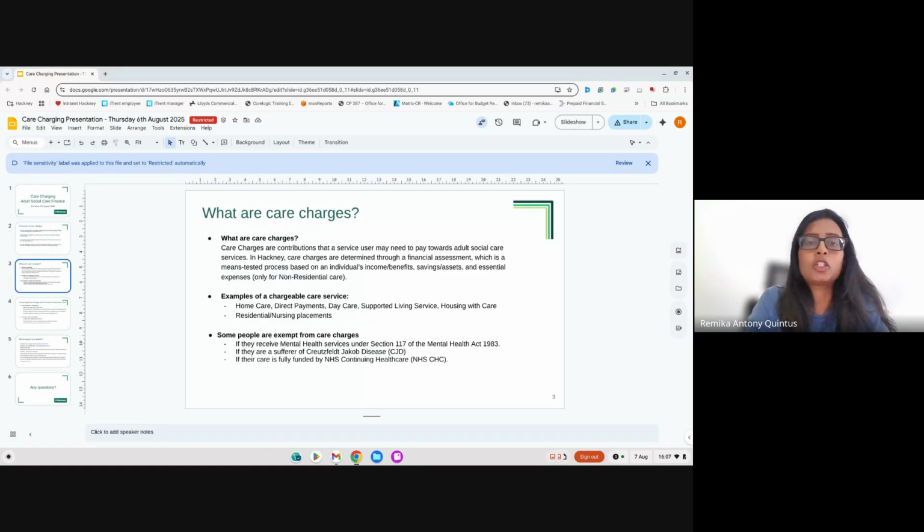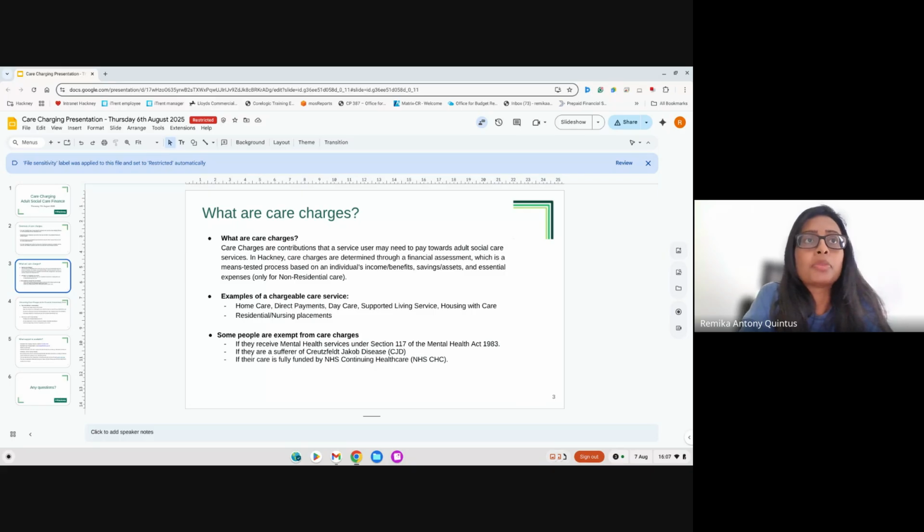So what are care charges? Care charges are contributions that service users may need to make if they are in receipt of a chargeable social care service. In Hackney, care charges are determined through a financial assessment. It is means tested and based on an individual's income, benefits, if they've got any savings, assets, and essential expenses.